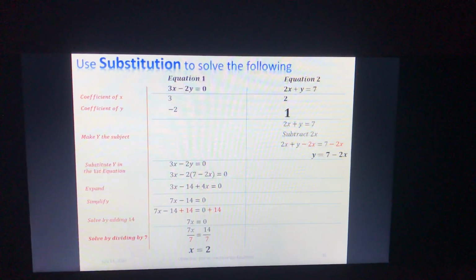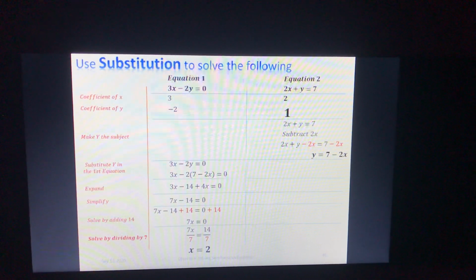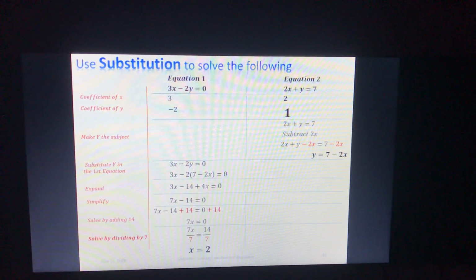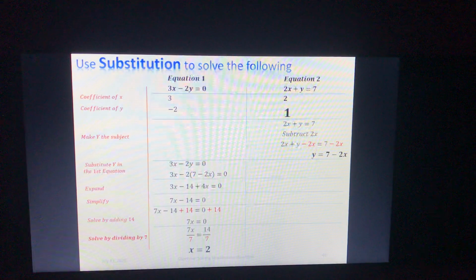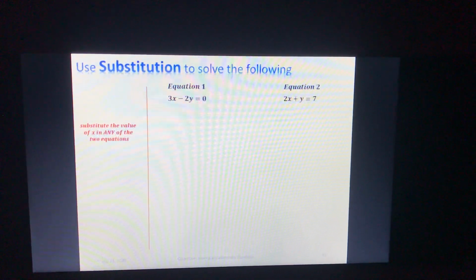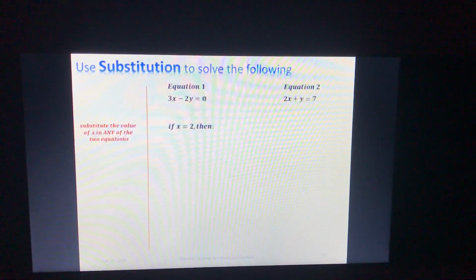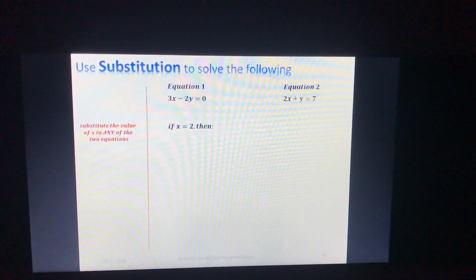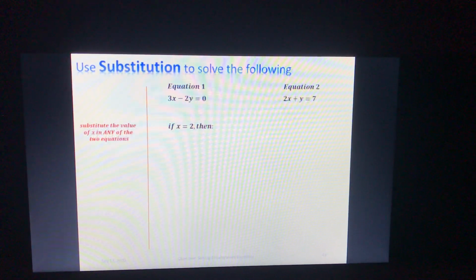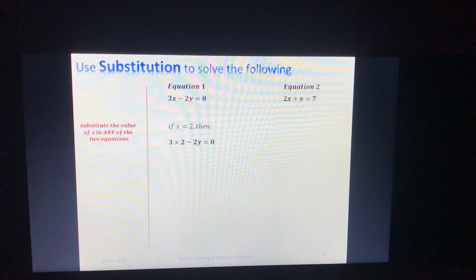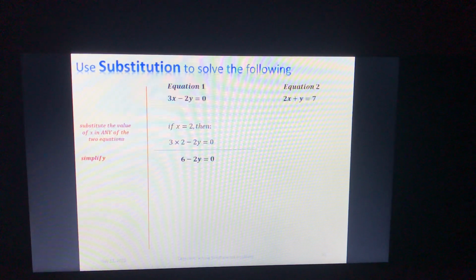Now, you substitute the value of x in any of the two equations. Whether it's in equation 1 or in equation 2, we're going to end up with the exact same value. So substitute the value of x in any of the two equations. Let's choose the first equation, for instance. If x is equal to 2, then 3 times 2 is equal to 6, minus 2y is equal to 0.